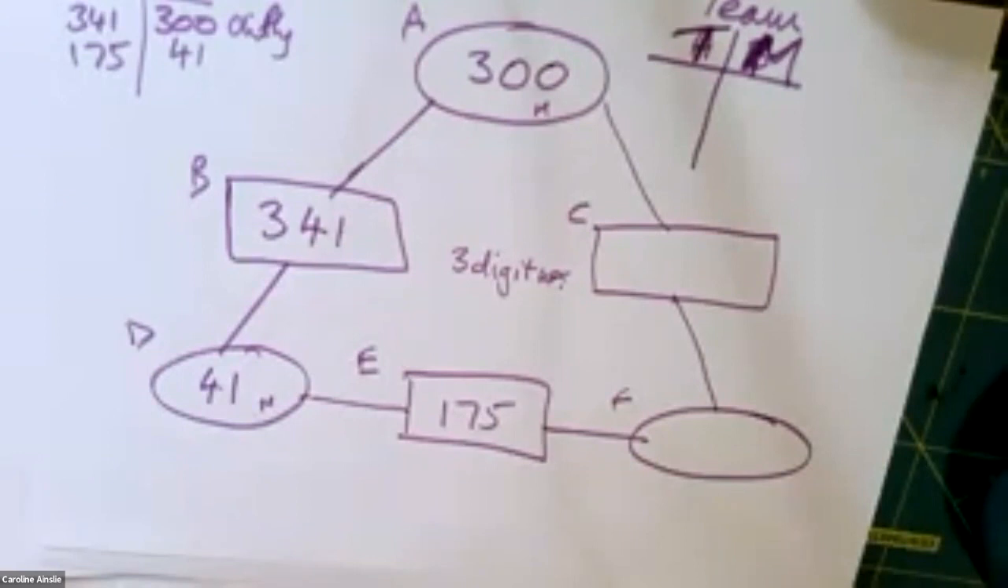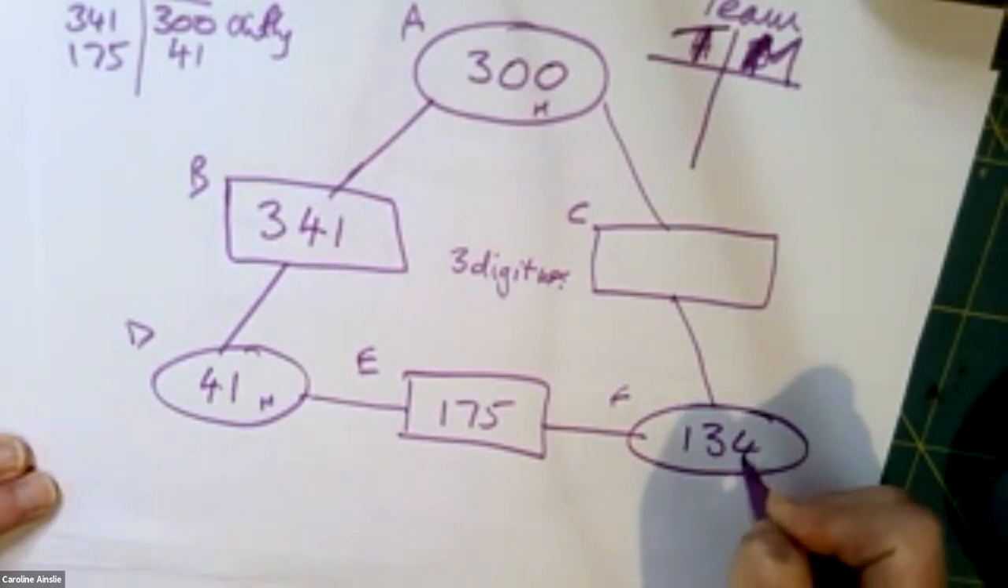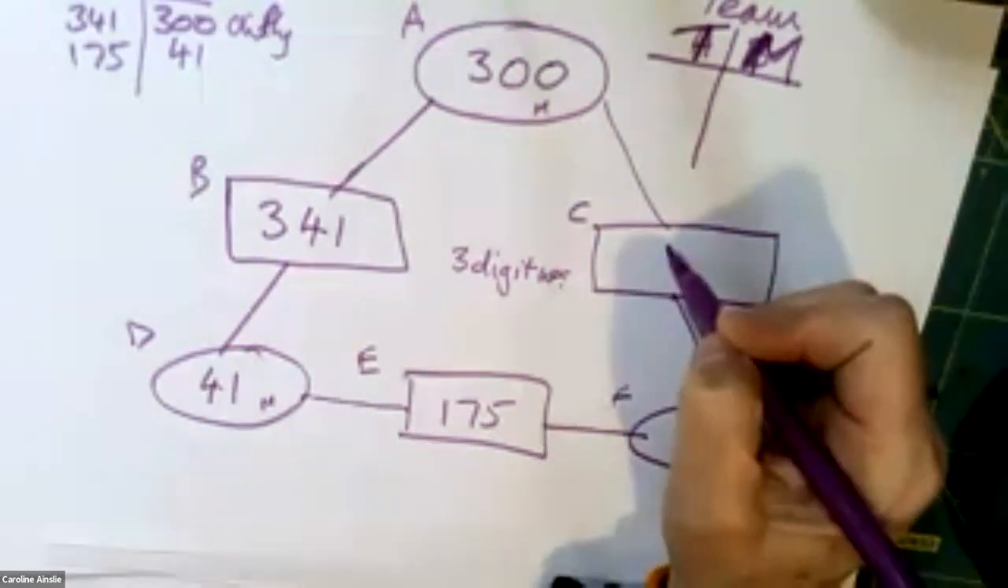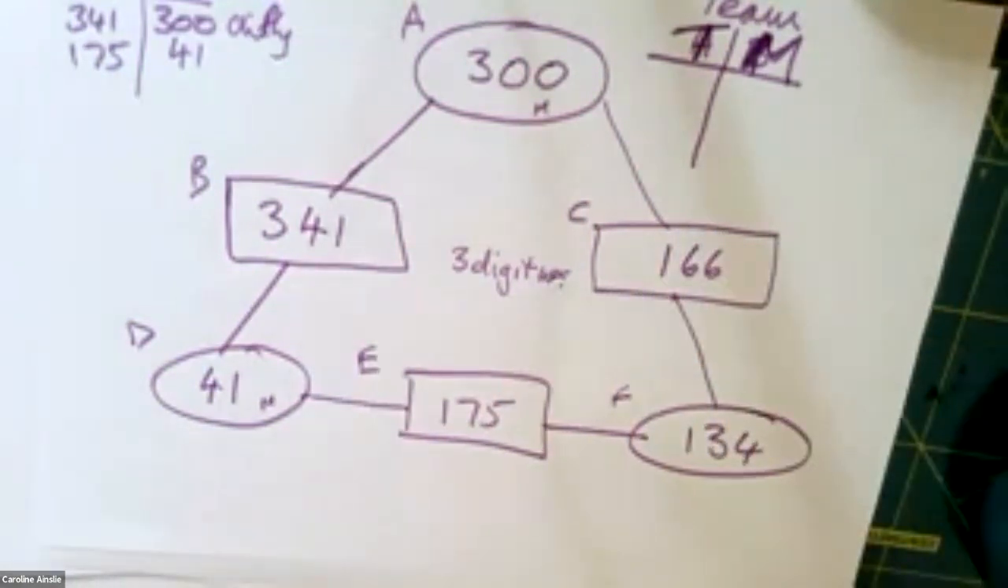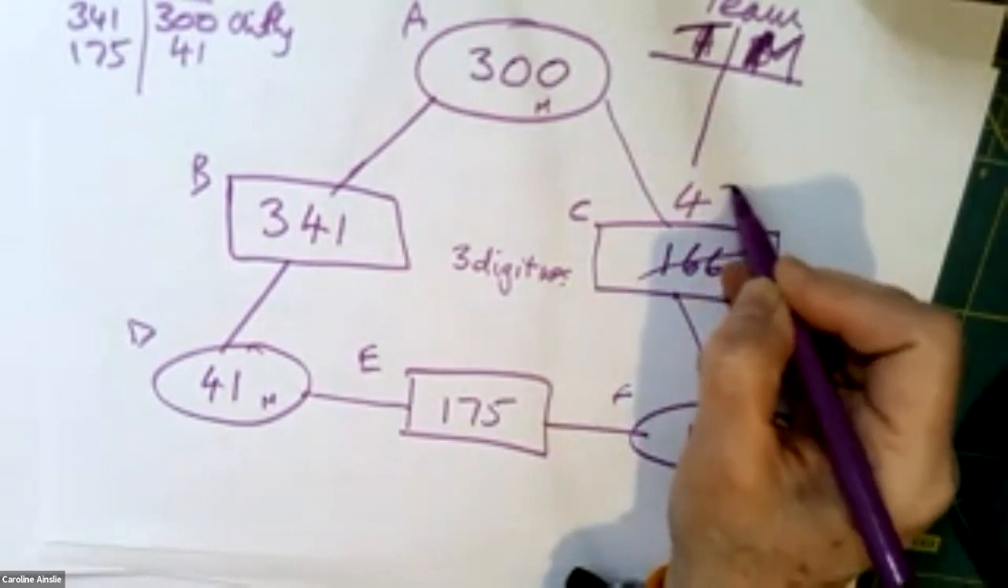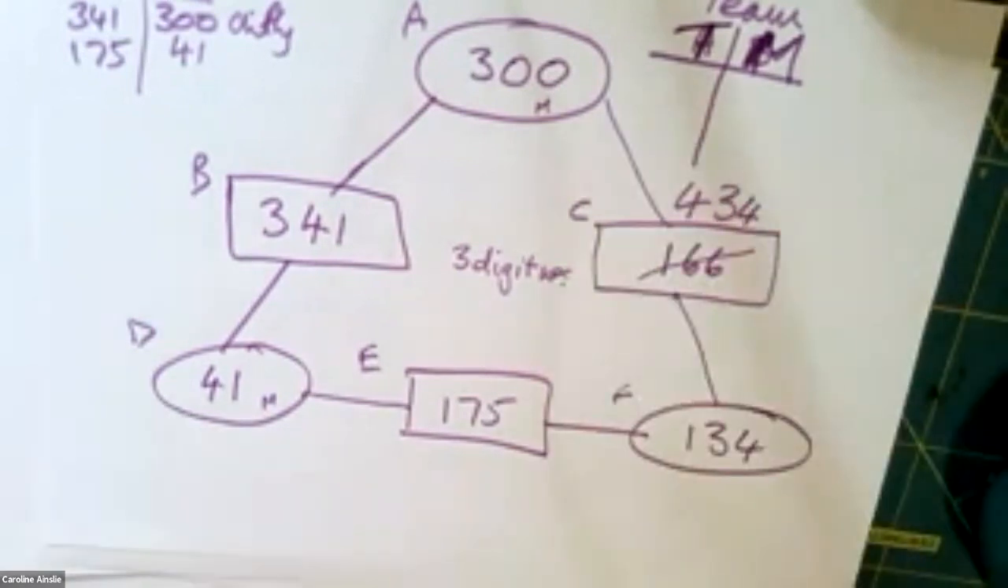We have 2 boxes left. Pam says 134 in F. Antoinette says 166 in C. Is that correct? Are we good with that? I'm not sure. We've got an answer now, 434, from Makongelo, and we had an announcement as well from Noxolo or John, saying 434, very loud and clear. Thank you.